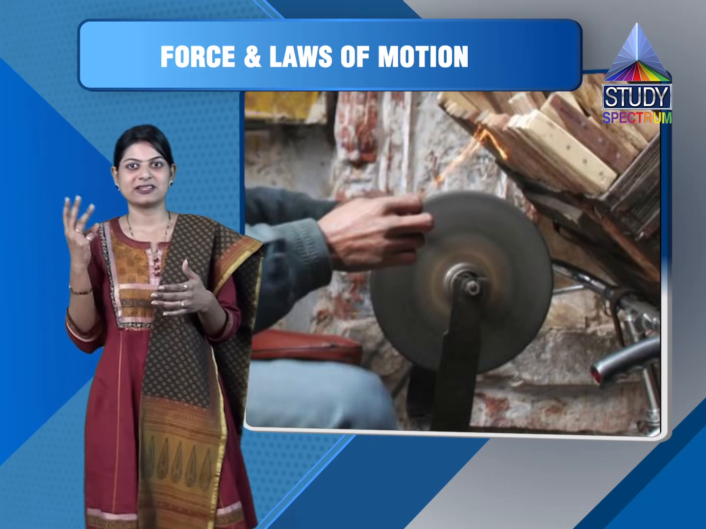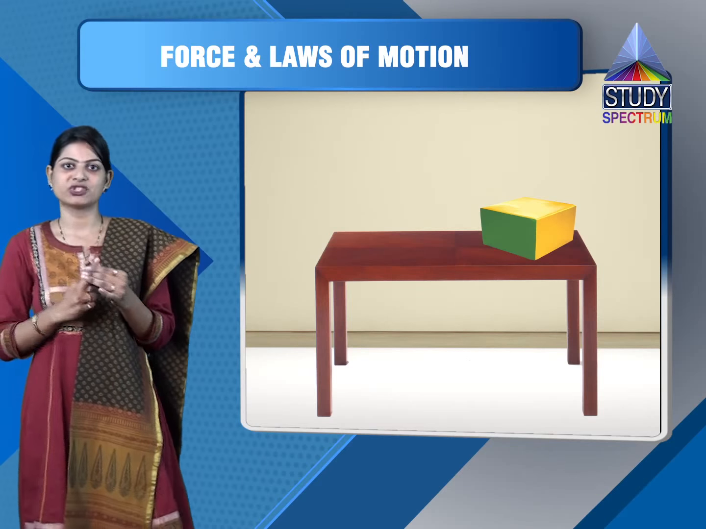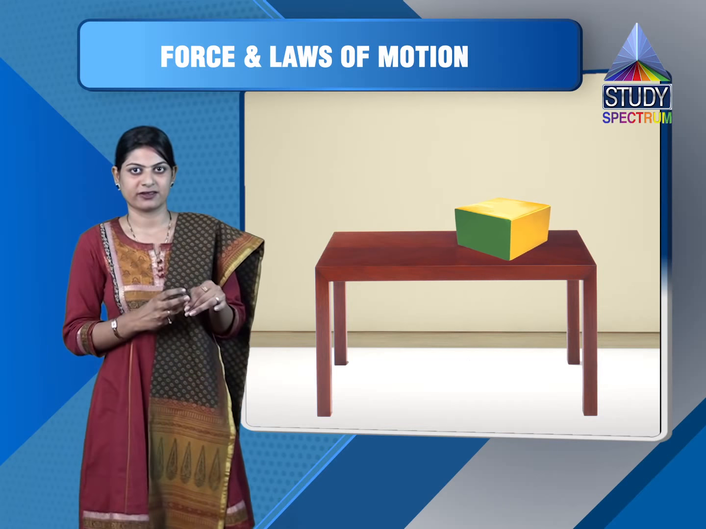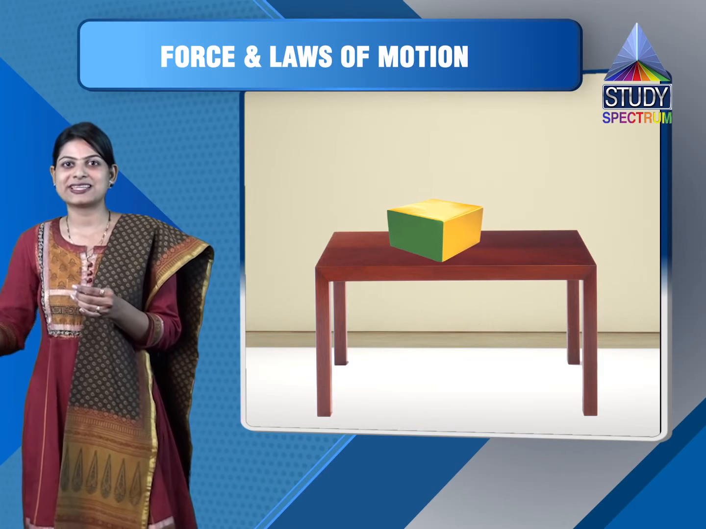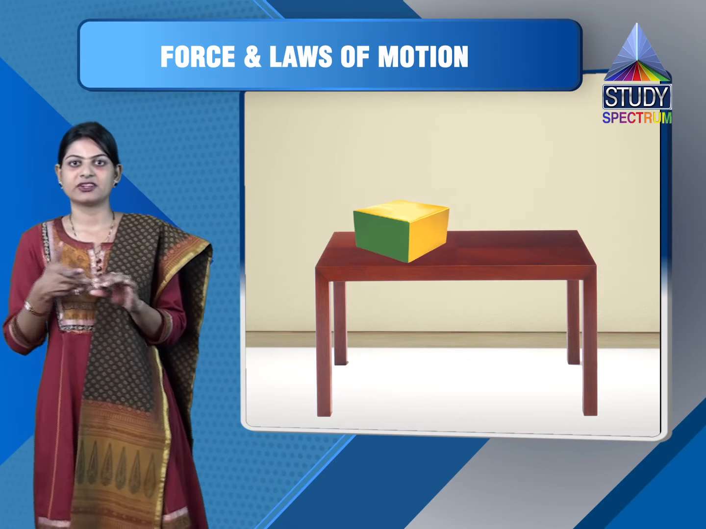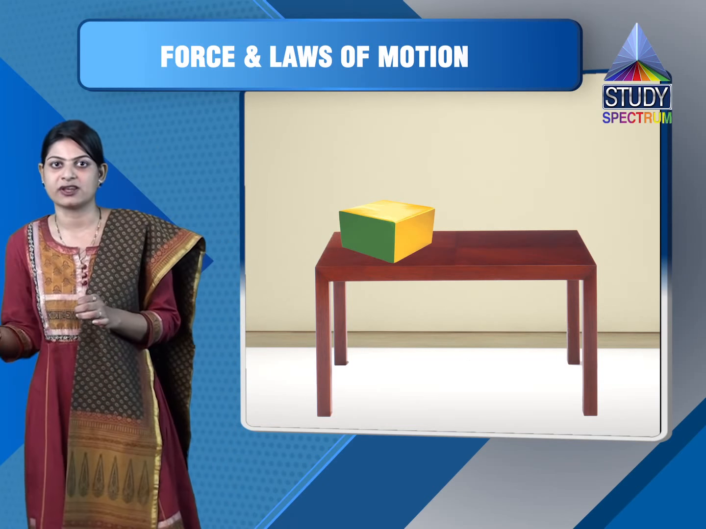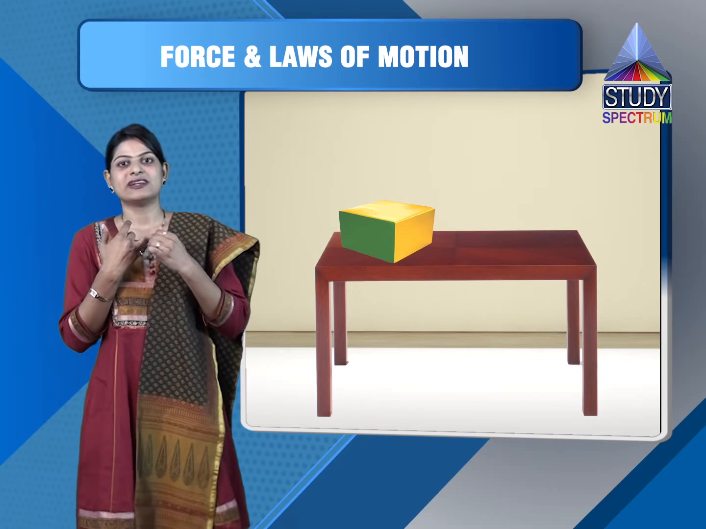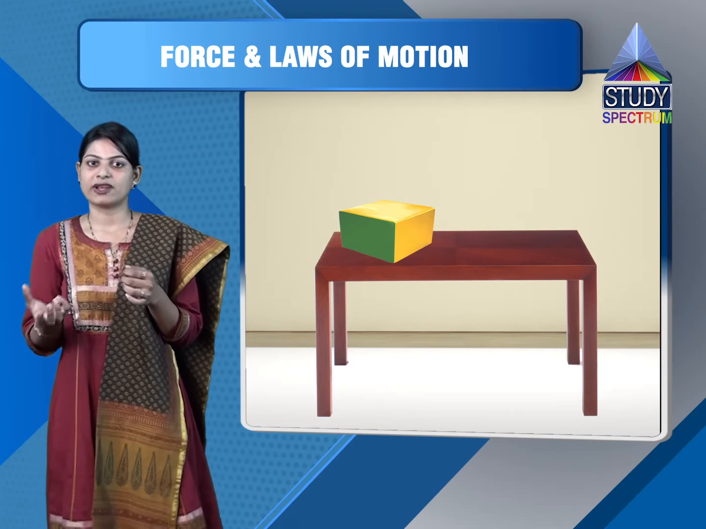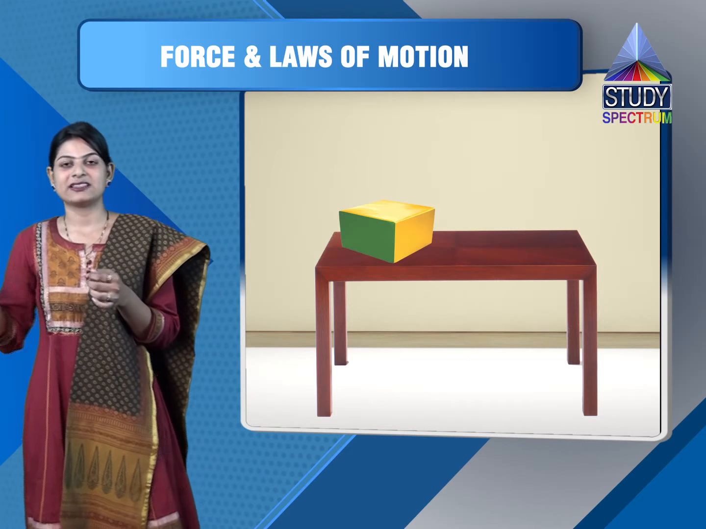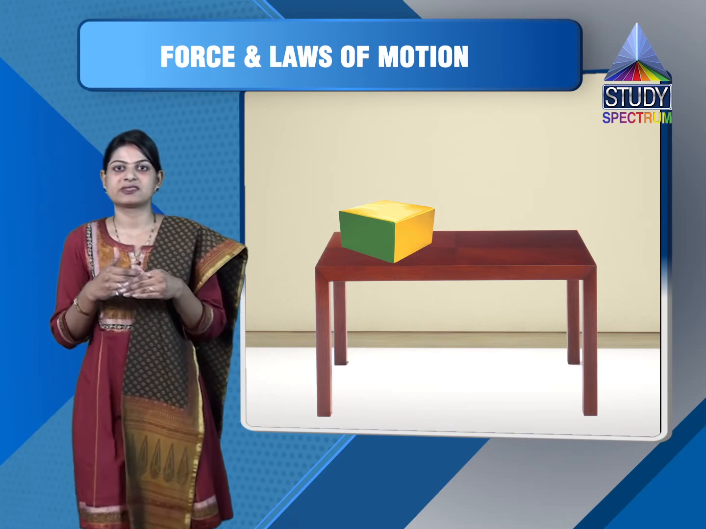We explained three types of inertia: inertia of rest, inertia of motion, and inertia of direction. Inertia of rest helps a body to continue to stay in the state of rest. Inertia of motion helps a body to continue in the state of motion. Whereas inertia of direction means it is the tendency of a body to continue in the same direction. These definitions were given by Mr.